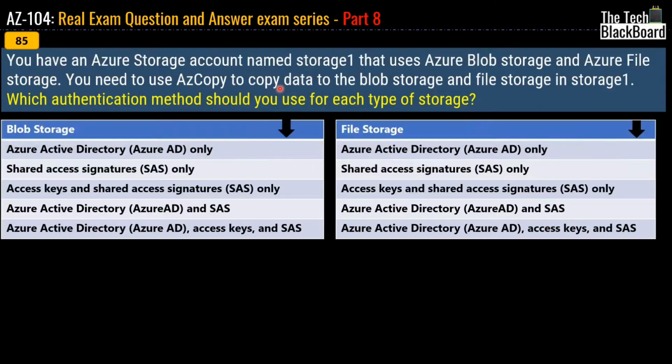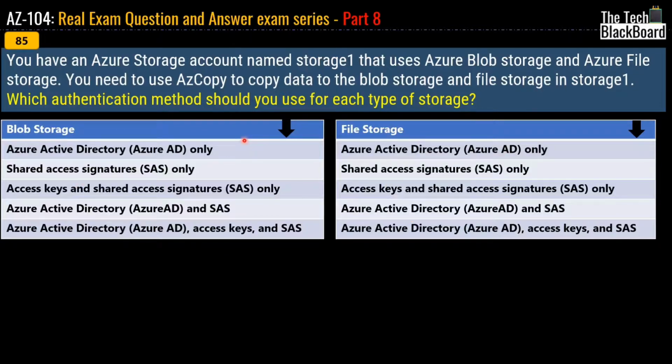Coming to question number 85, which is the last question for our part 8 of our AZ-104 real exam question and answer exam series. Now let's read the question. The question says that you have an Azure storage account named storage1 that uses Azure blob storage and Azure file storage. You need to use AZ copy to copy the data to blob storage and file storage in storage1. Which authentication method should you use for each type of storage? And here you can see we are given blob storage, and then we are also given file storage, and the options are listed below.